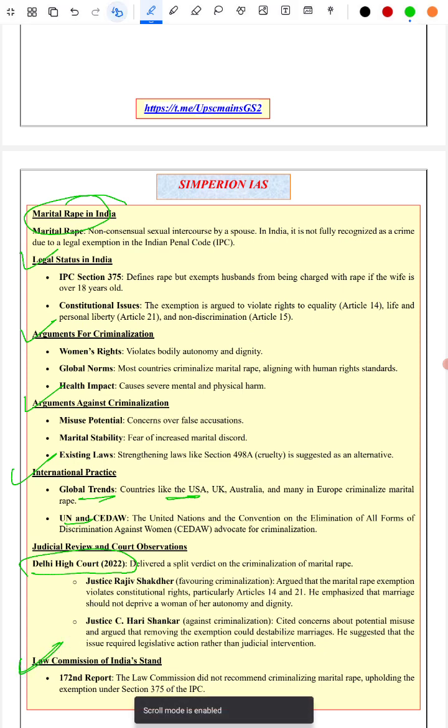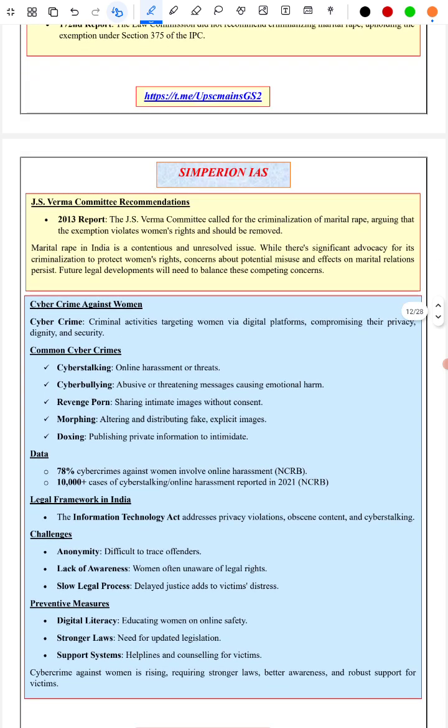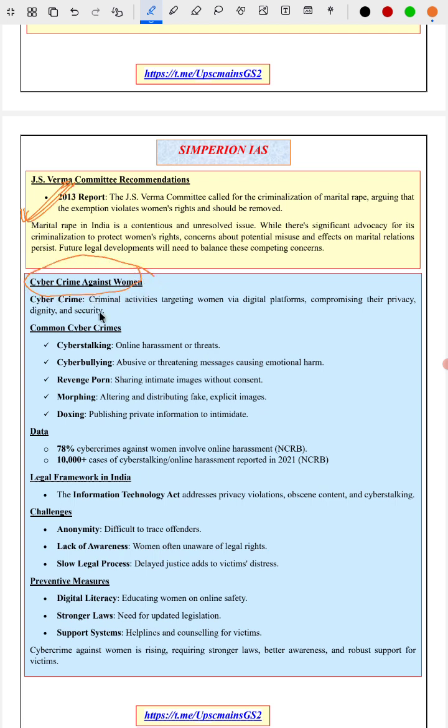We have covered everything, 360 degree coverage. We have covered all dimensions possible that can be asked in the exam. Next, with respect to marital rape, we have covered the Justice JS Verma committee recommendation. Next topic we have covered is cybercrime against women.